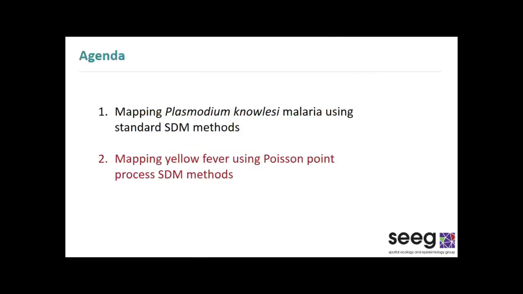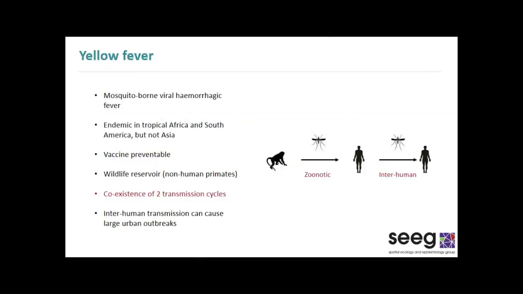Shortly after I finished this project on Plasmodium knowlesi, there was a yellow fever outbreak earlier this year in Angola, which had started to get international attention, and I embarked on a process to map the global distribution of yellow fever. Yellow fever is a viral hemorrhagic fever. It's endemic in tropical South America and Africa.